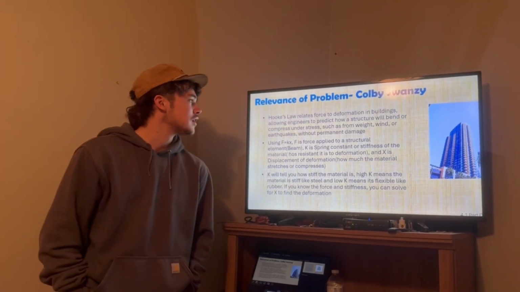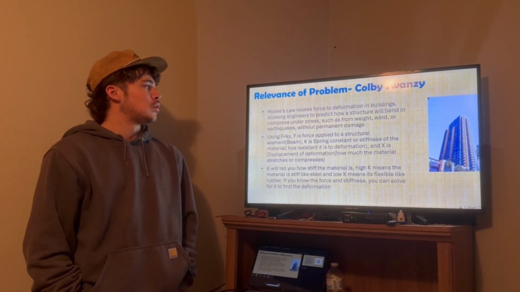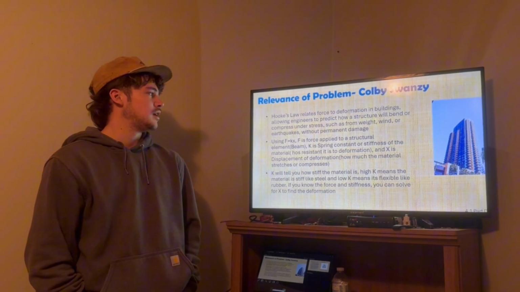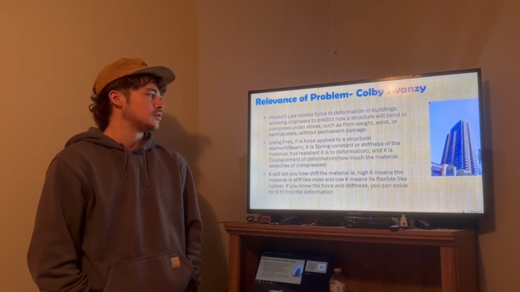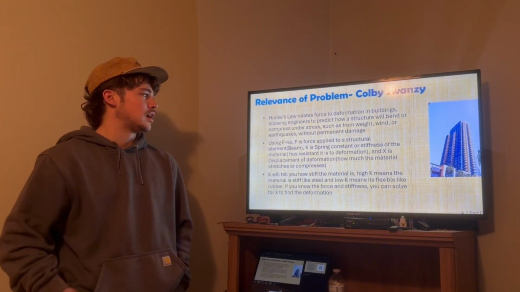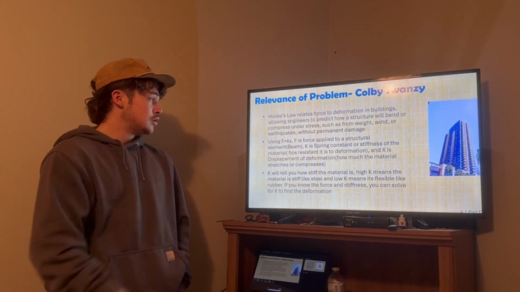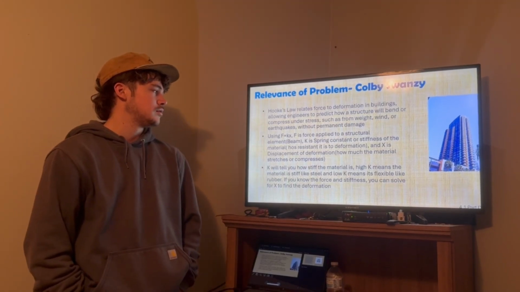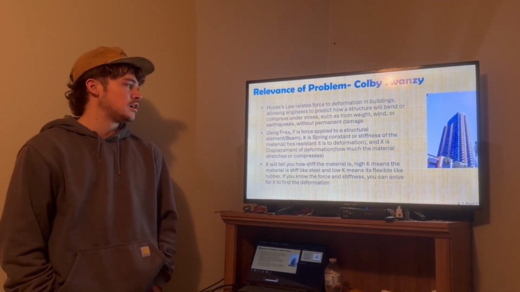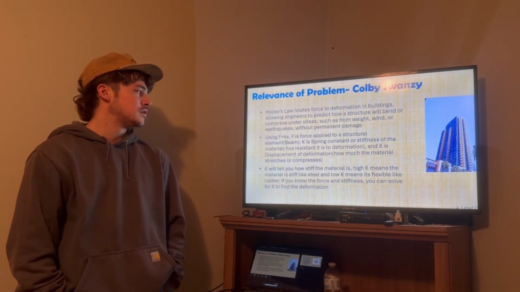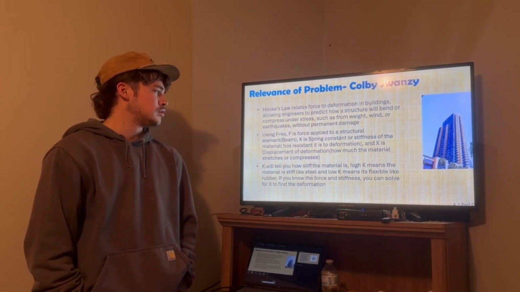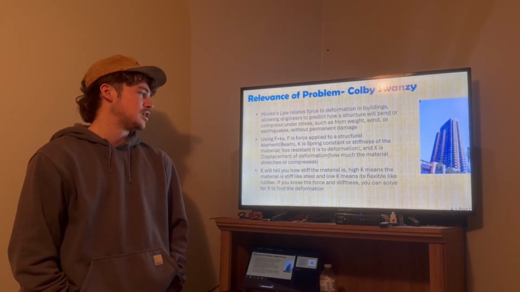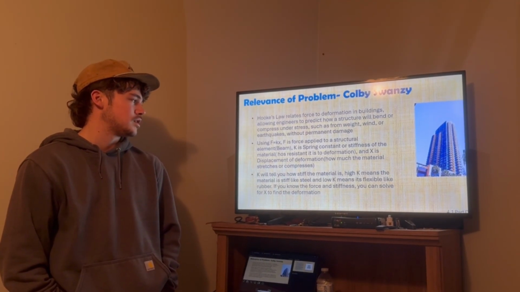Relevance of the problem. Hooke's Law relates force to deformation in buildings, allowing engineers to predict how a structure will bend or compress under stress, such as from weight, wind, or earthquakes, without permanent damage. Using F equals Kx, F is the force applied to a structural element, like a beam. K is the spring constant, or stiffness of the material, its resistance to deformation, and X is the displacement or deformation, how much the material stretches or compresses.